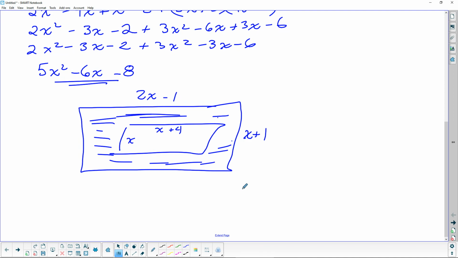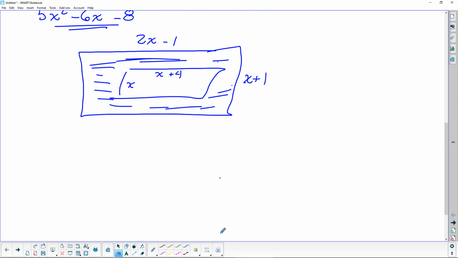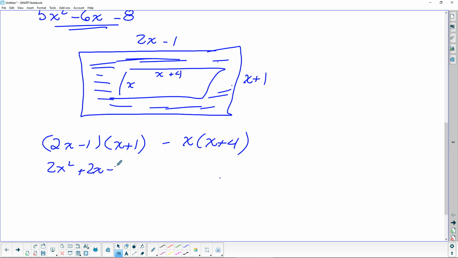So to get the area, you've got to take the product of the big rectangle minus the product of the little rectangle. Okay, and then you just work it out. FOIL this, 2x squared plus 2x minus x minus 1. Then we've got to leapfrog this, so minus x squared minus 4x.